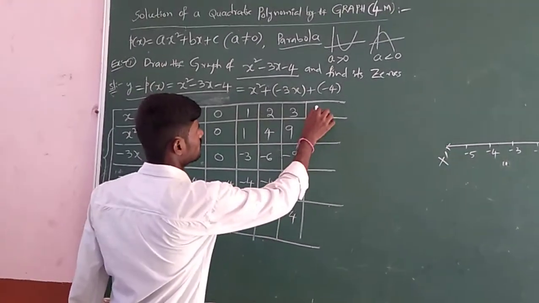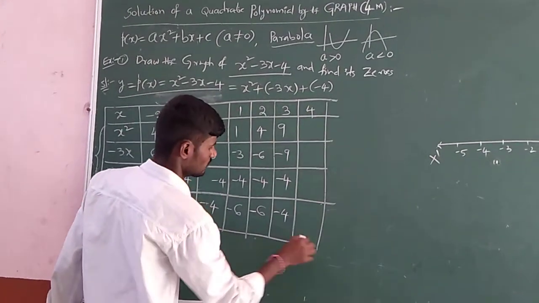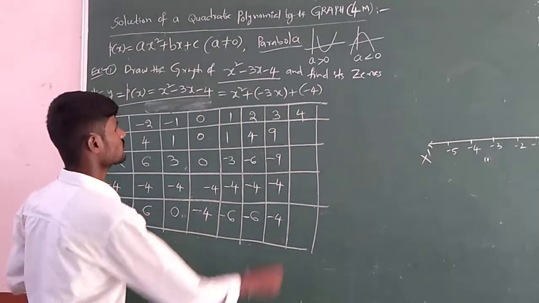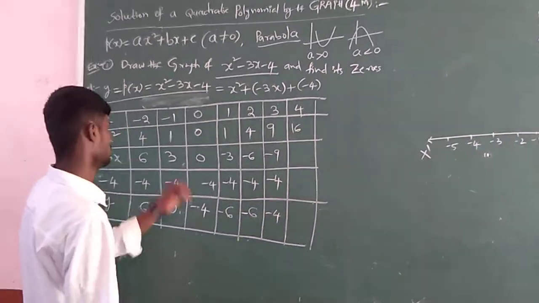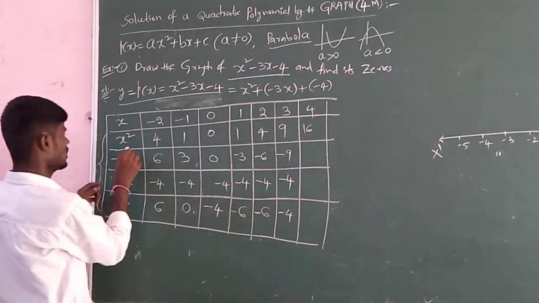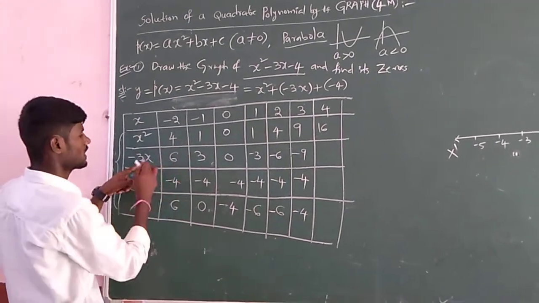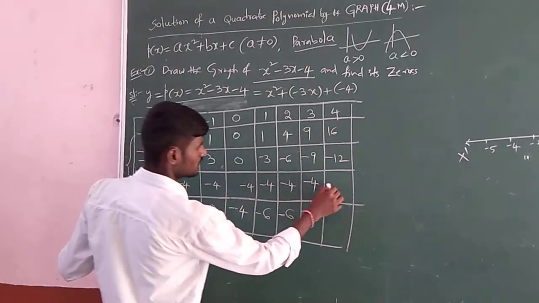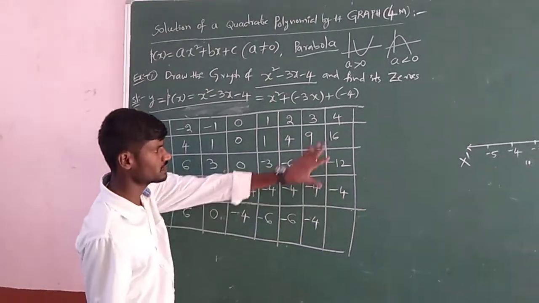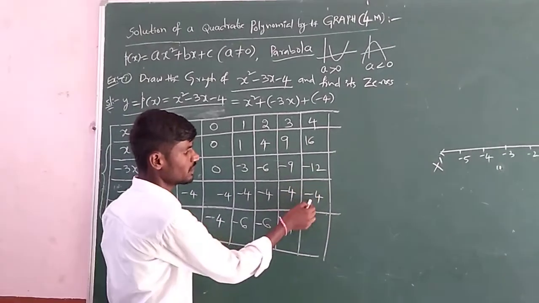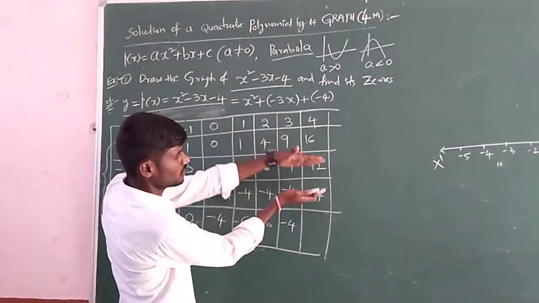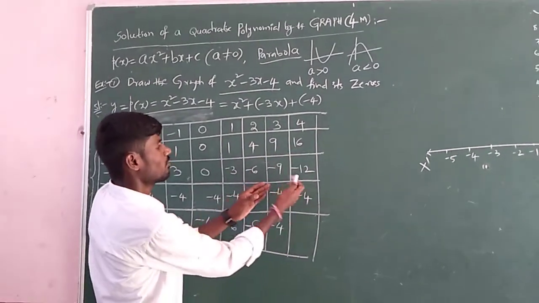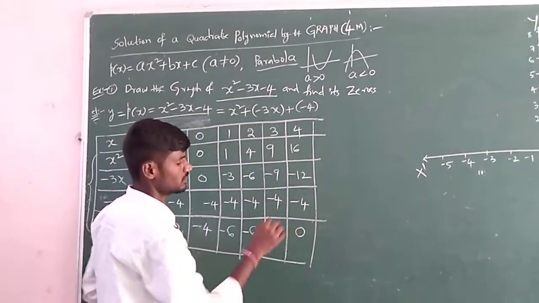Next, let us take 4. If you take 4, what will we get? See here, 4. 4 square is 16, x square. Next, minus 3 into x, which is 4: minus 3 into 4 is minus 12. Next, minus 4 as it is. Now the addition of these three. Minus 12 minus 4 are both in the negative system: minus 12 minus 4 becomes minus 16, plus 16 is 0.